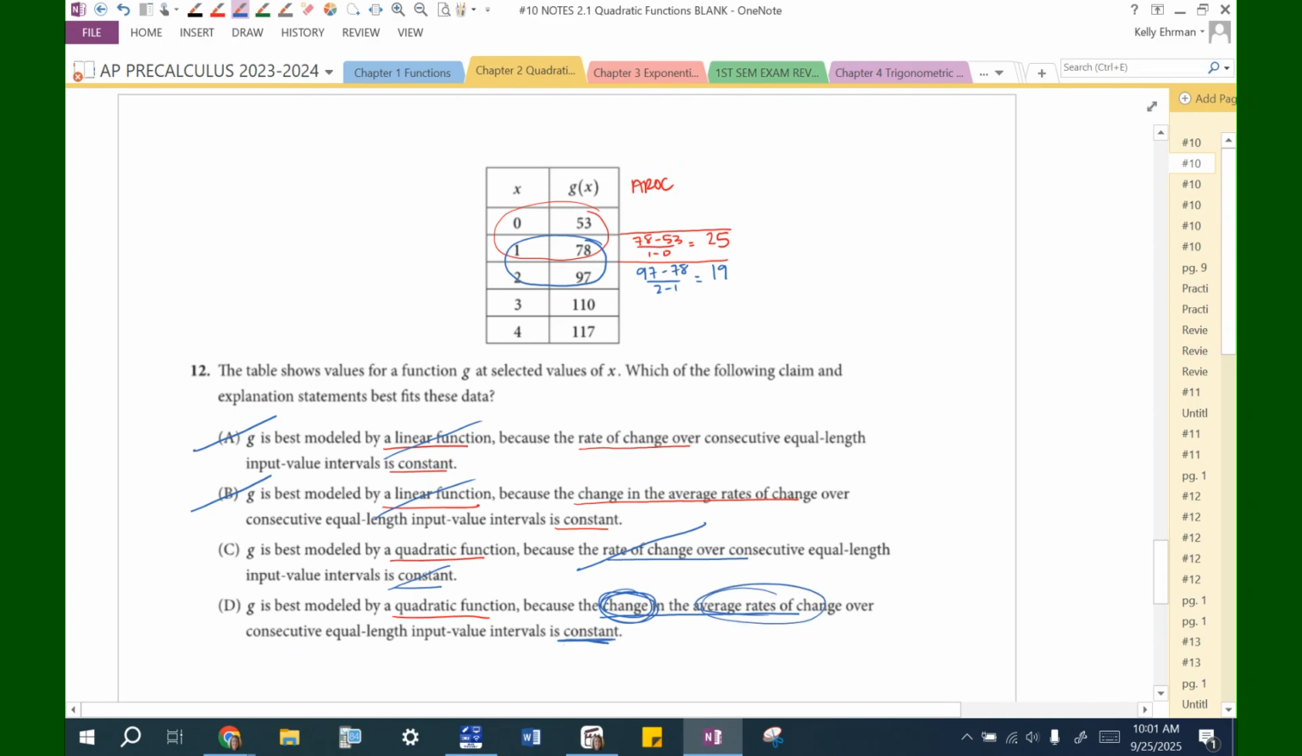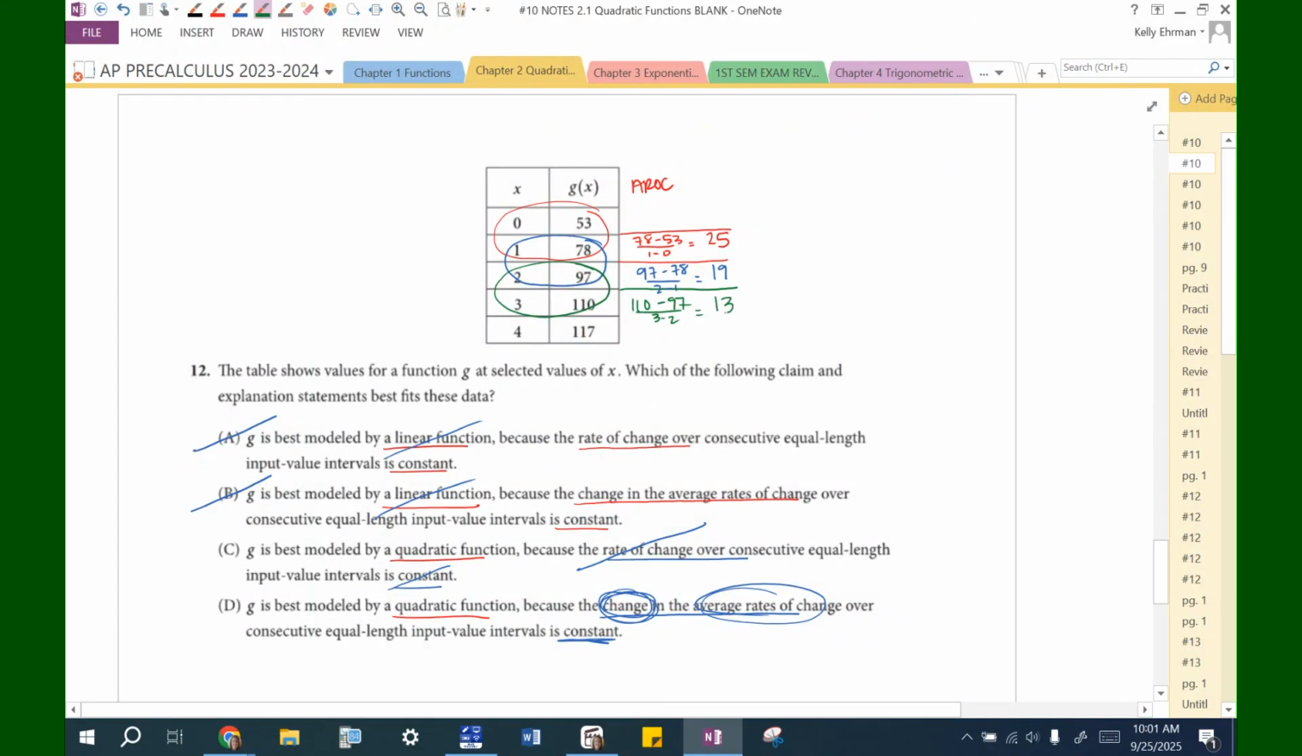I want to show you what that means because sometimes we'll have to go further than quadratic. So let's finish finding these slopes, even though I know that they're not constant. You still need them. So the next set of slopes is from points 2 to 3. So 110 minus 97 over 3 minus 2.